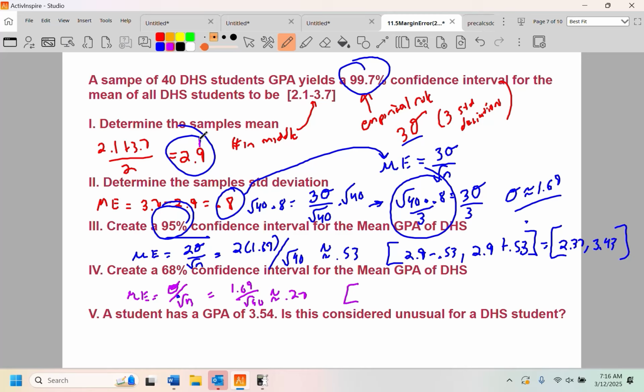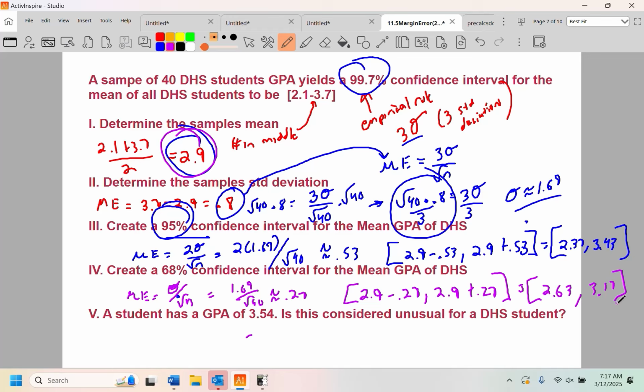So let's go back up here to my 2.9. 2.9 minus 0.27, really, that's all it was, followed by 2.9 plus 0.27. 2.9 minus 0.27 is 2.63, and 2.9 plus 0.27 is 3.17.